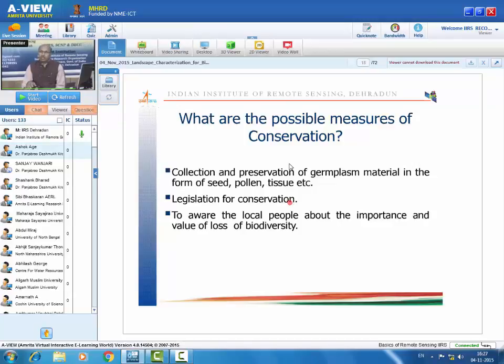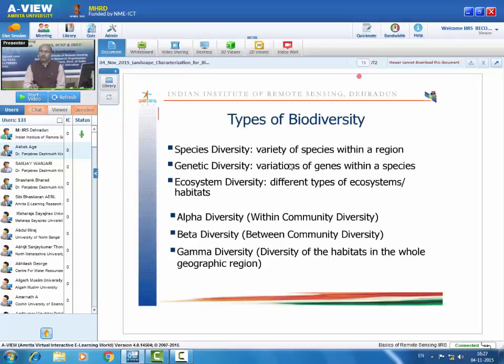We need to have legislation. Of course, strong laws are required for conservation because ours is a very densely populated country, and it is very difficult for the forest department to go everywhere and do the policing. So very tough legislation is required. We do something, but still a lot more can be done, and awareness at the local level is very important. So let me just tell you what type of biodiversity we are talking about.